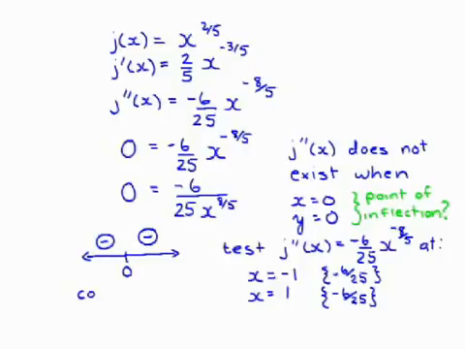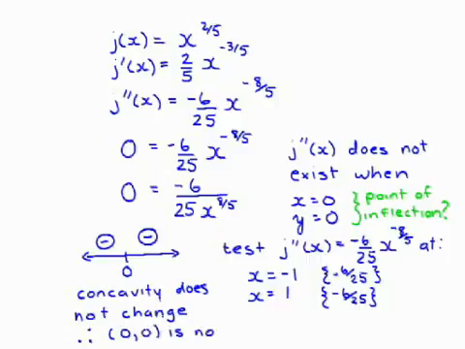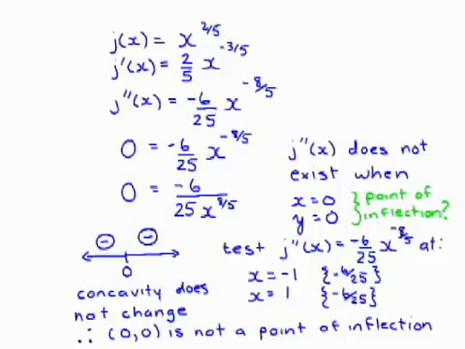So what you'll notice is that the concavity does not change across this particular point. The function is concave downwards to the left of x equals 0, and it is concave downwards to the right of x equals 0. Since the concavity does not change, then the point 0, 0 is not a point of inflection. And you can check that using your graphics calculator.